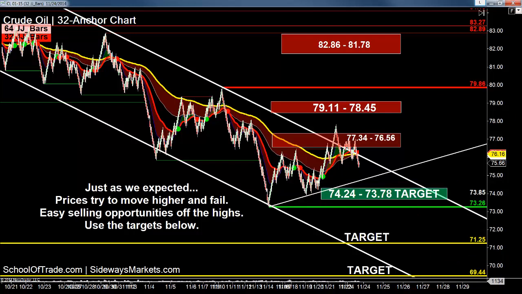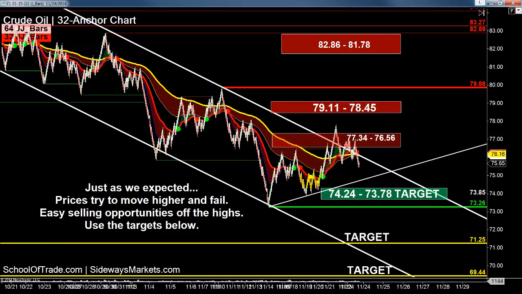We know, though, there's going to be some profit taking down around this 74.24, 73.26. You got to assume that. So don't get too greedy. Take some profit off of that 74.24, 73.26. 71.25 should be an easy target if we can get below that 73.26. We know what we're doing here. We know we're selling short here on crude.